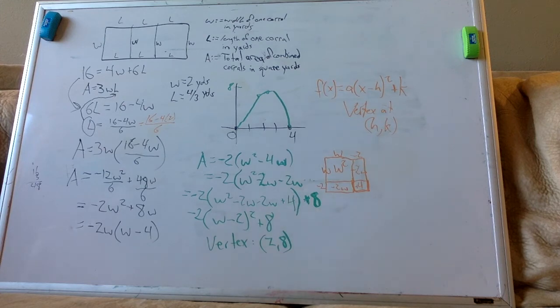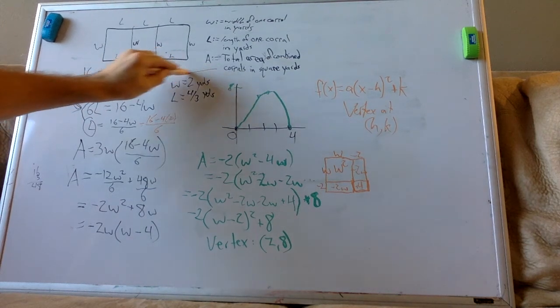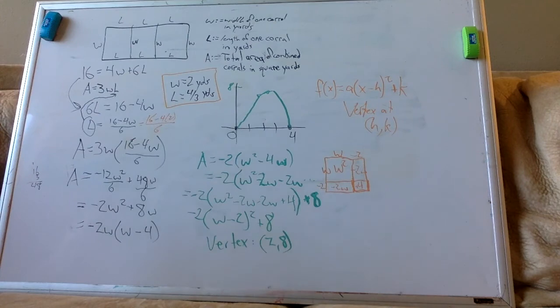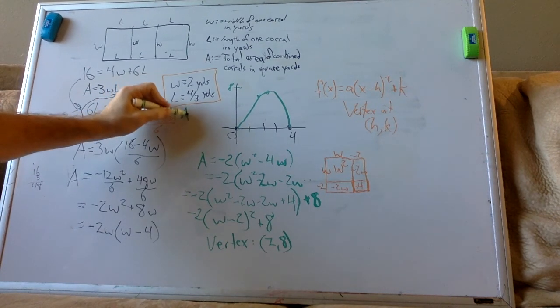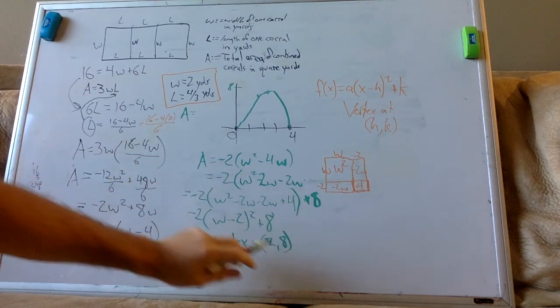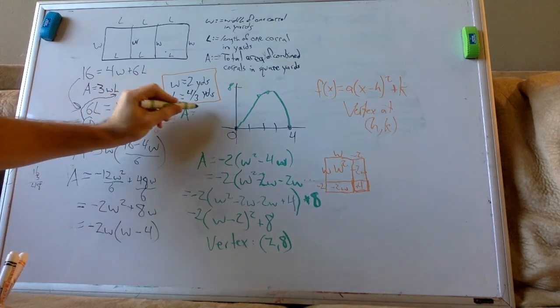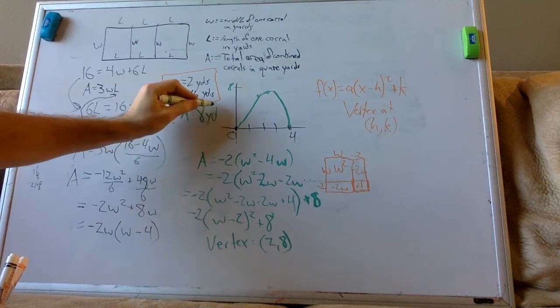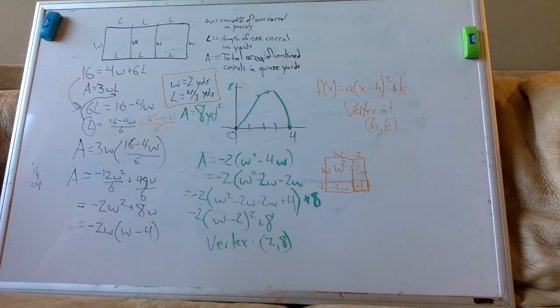Okay. So these are my dimensions. Then it also asks what the total area is. Well, the area is just my output, so that's my output there. So I have 8, and remember I was in square yards. So I have 8 square yards. And that's all the information.